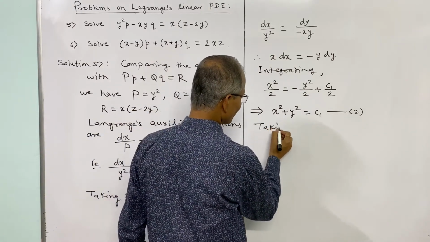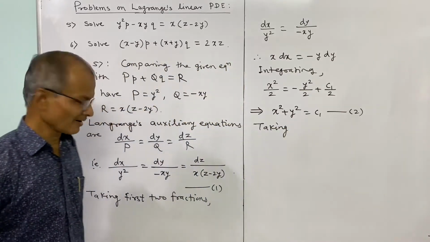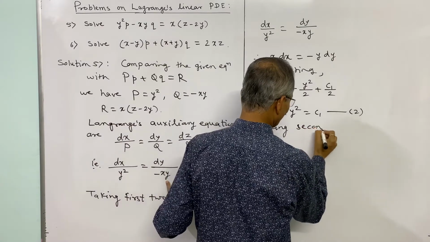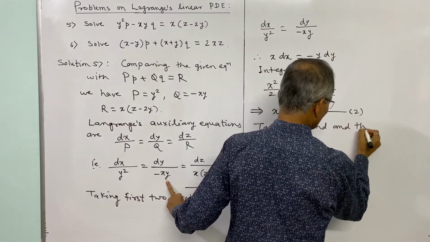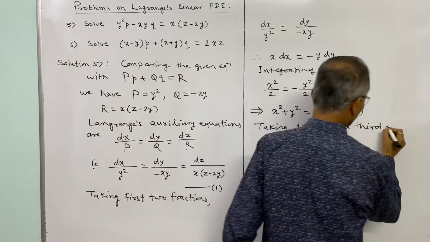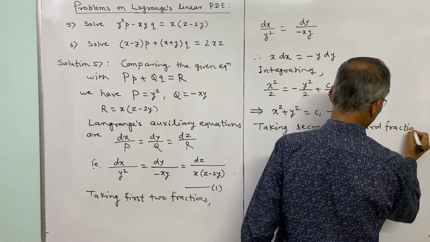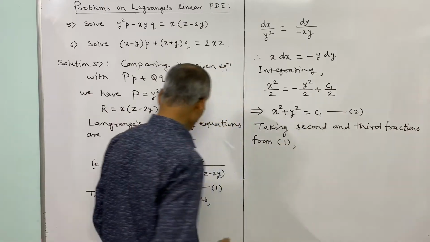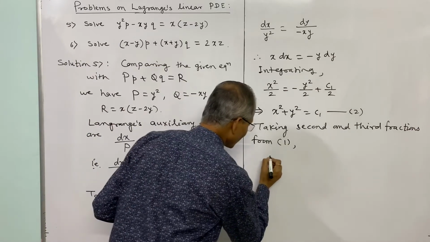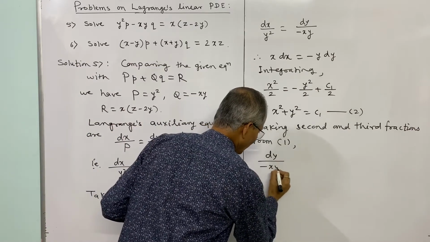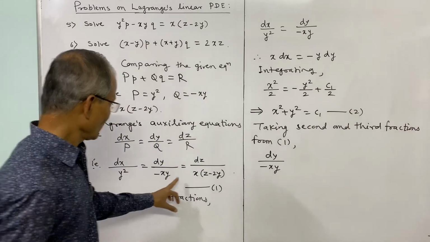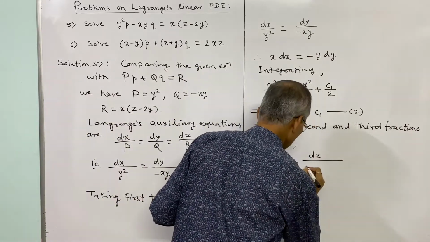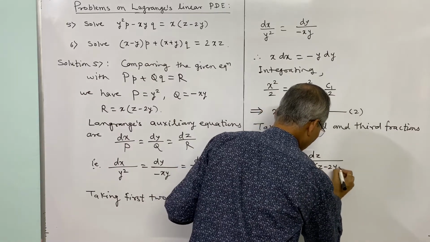So this is to be done by observation or by trial and error method, by taking first, second and third fractions. Taking the second and third fractions from 1, what we shall get is dy divided by negative x into y is equal to dz divided by x into z minus 2y.